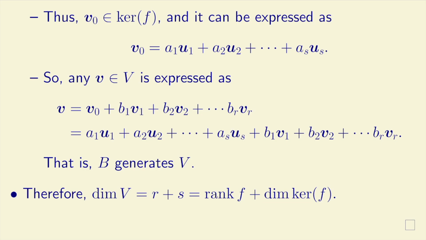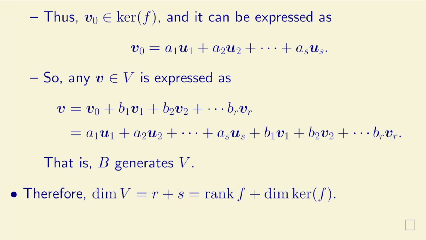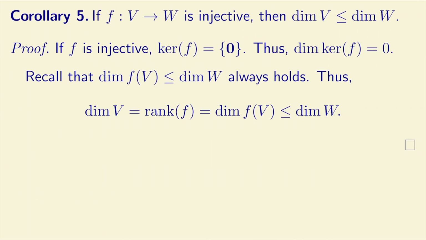So the set B generates the space, and we already showed it was linearly independent, so it's a basis for V. And since it has S plus R vectors, the dimension of V is S plus R. Yep. The notes say that this means dimension of V equals rank F plus dimension of the kernel of F. The proof is complete. Wow, that's really elegant. It's cool how a theorem that works for matrices also applies to any general linear map. Now, a few corollaries.